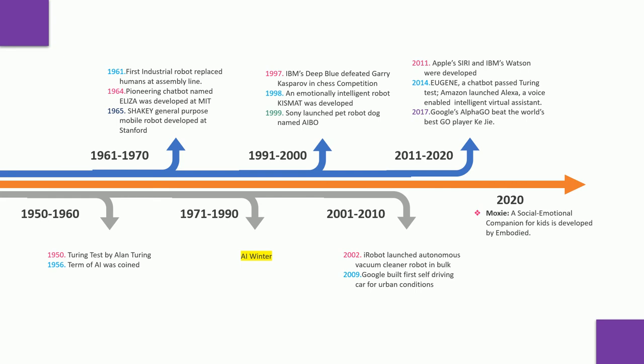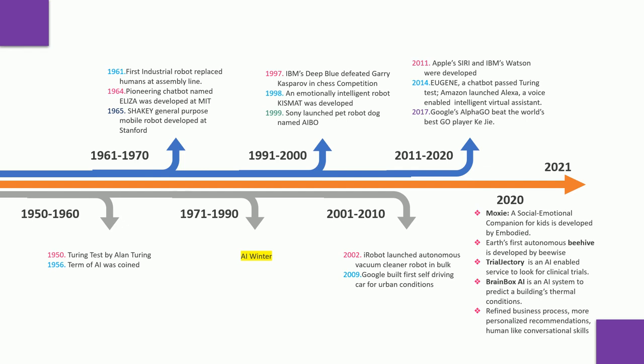Now there are many other innovations, like Moxie, a social emotional companion for kids, because people felt alone in this period and there was a high depression rate. So a large variety of chatbots, applications and products were developed to keep people engaged. These are a few applications that happened in 2020. And there is Trial Trajectory, an AI-enabled service to look for clinical trials, right? Now after 2021, we are proceeding with enormous and good innovations in the field of artificial intelligence, right? So let's proceed with it.